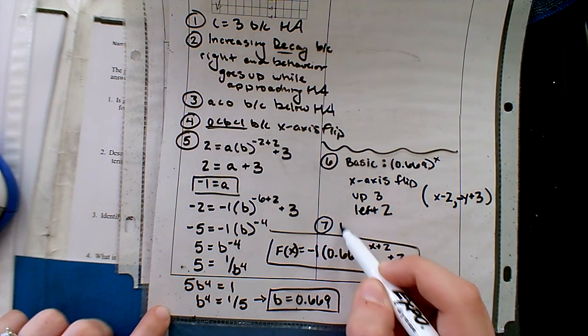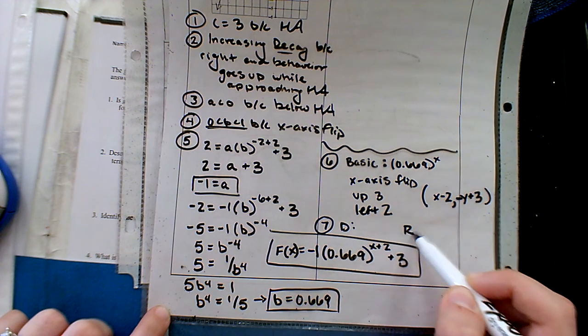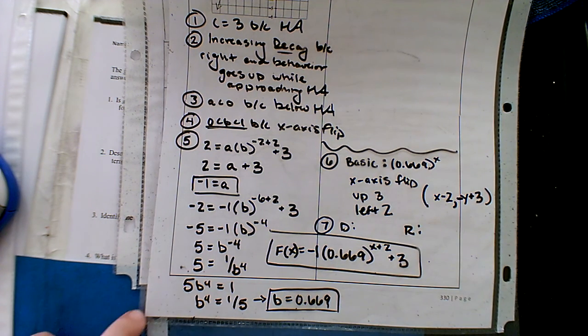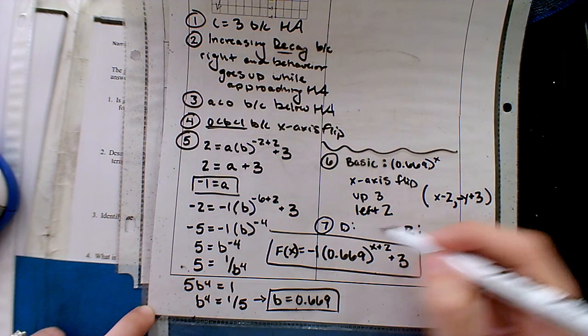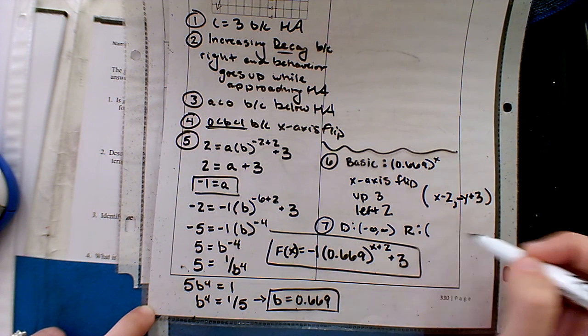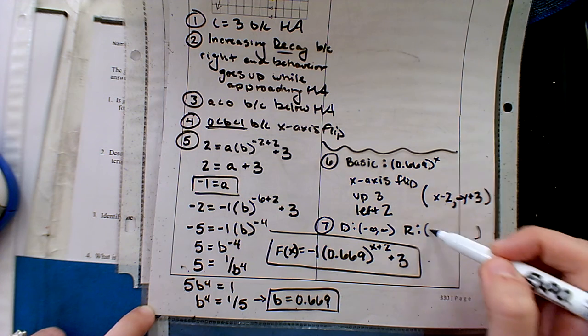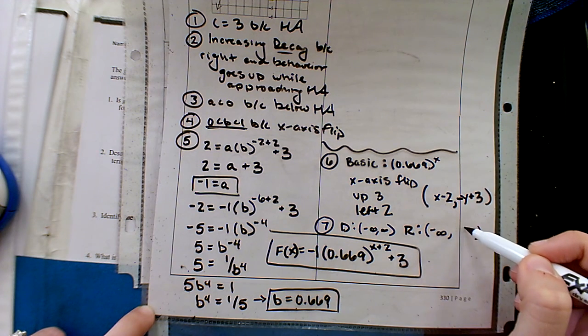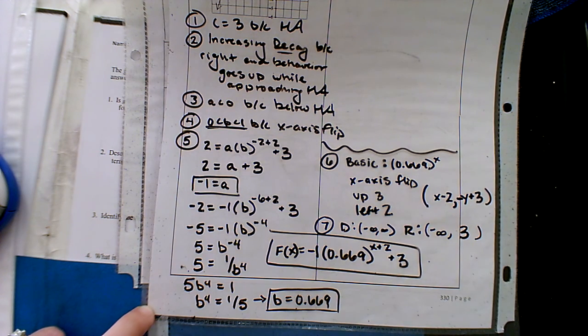Last one. Domain and range. I don't think we've done that one yet. We actually have a graph, which helps. So you can drag your pencil. All real numbers. Range. Y greater than 3. There we go.